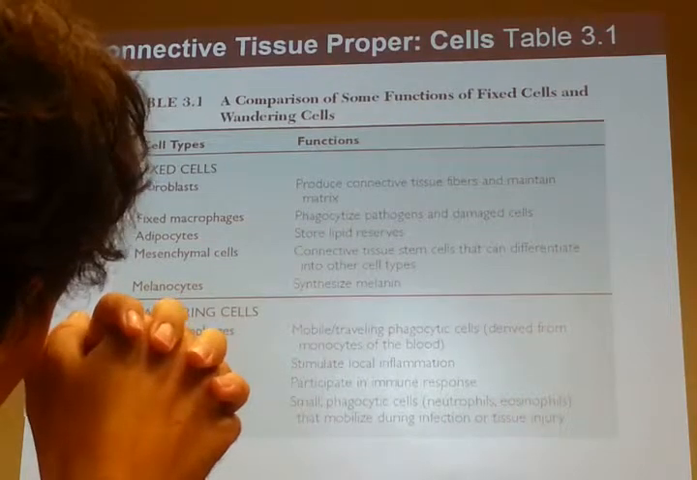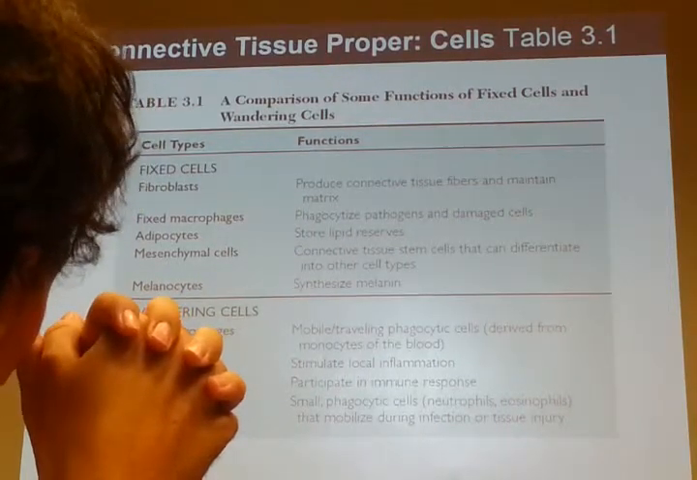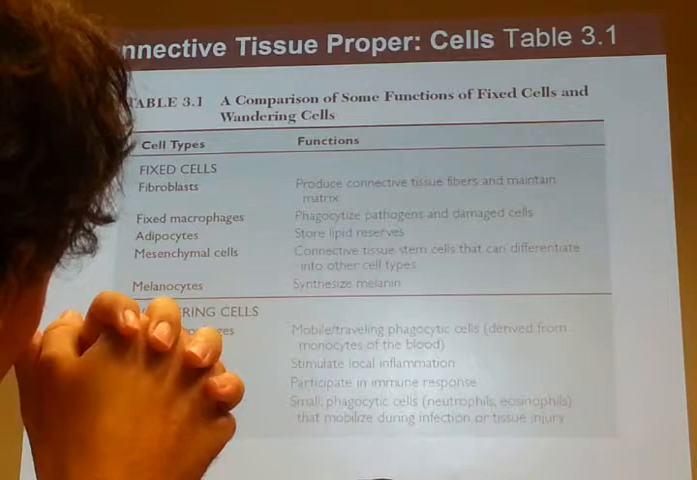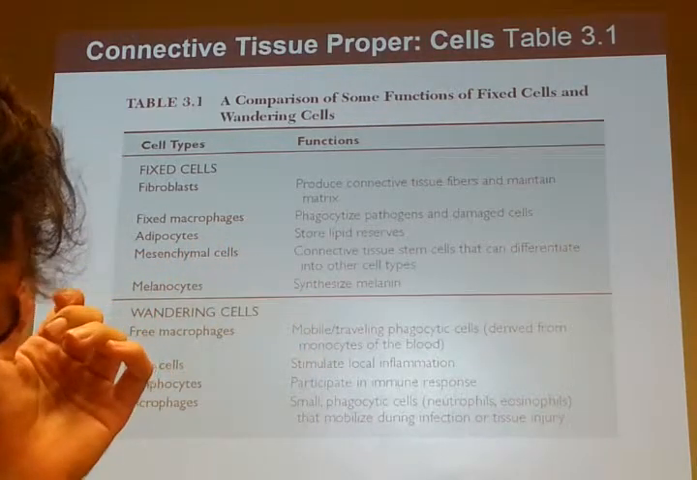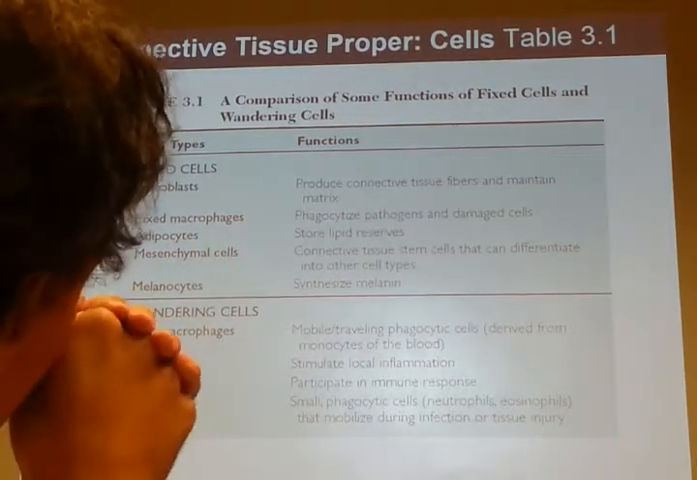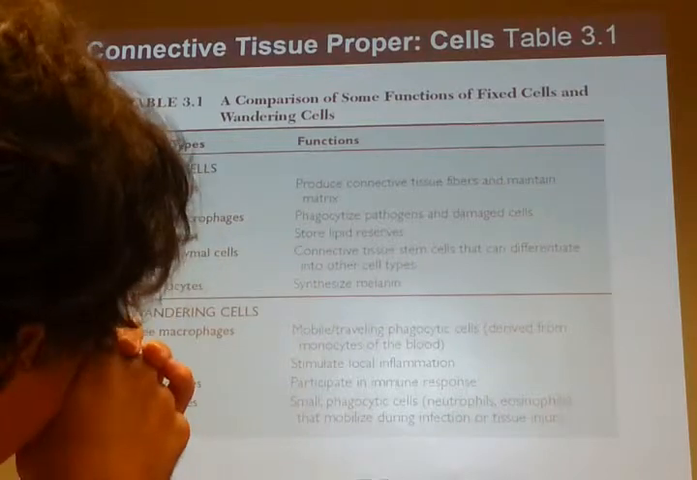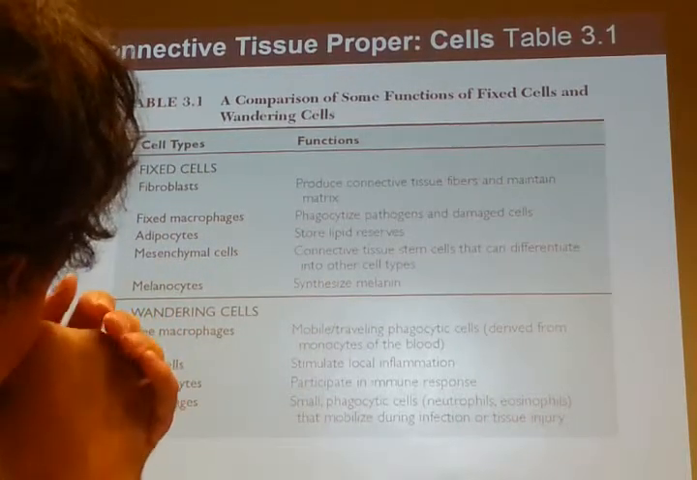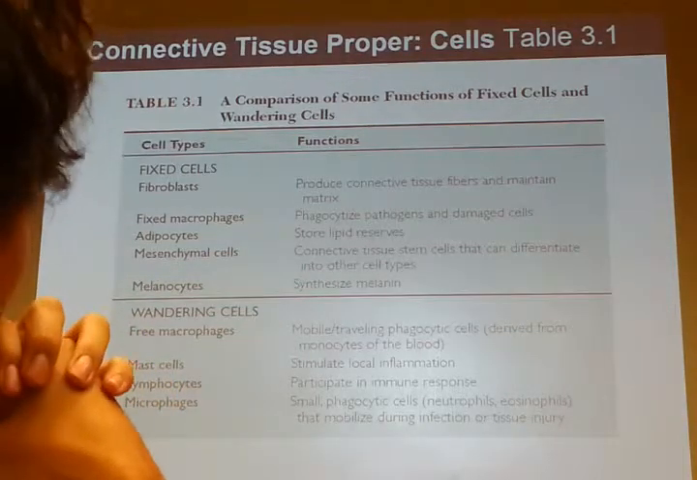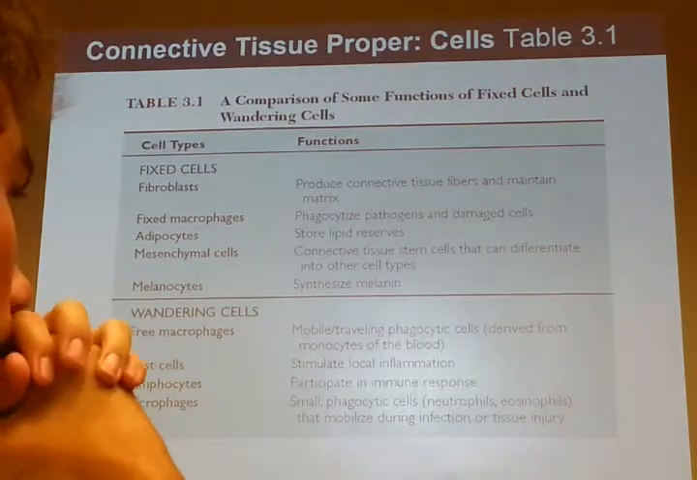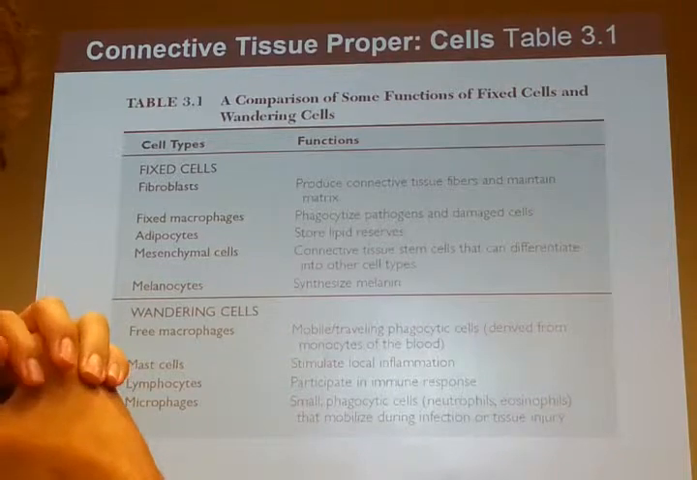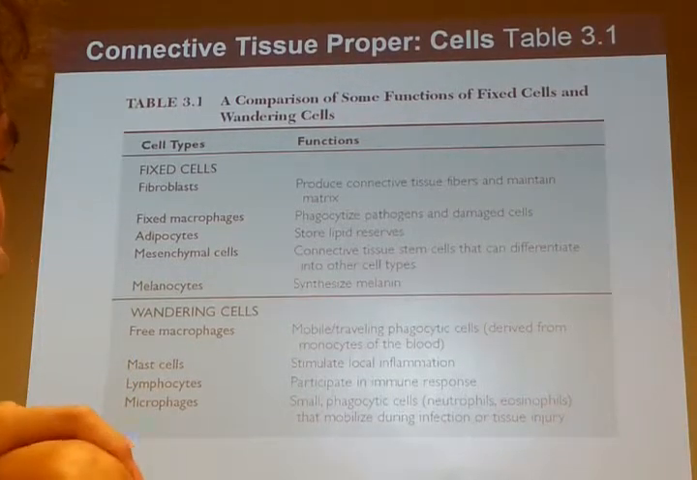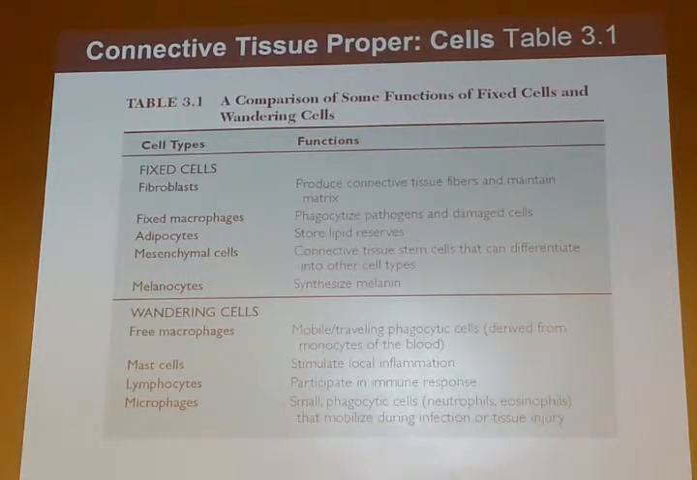Lymphocytes will come in as part of the immune response. Mast cells are part of the inflammatory response, as well as macrophages that are fixed and wandering. Part of the immune response is to set off an inflammatory response. You know that when you get an inflammatory response, the back of your throat gets swollen and it's hard to swallow. And you can tell that there's restriction back there. Sometimes it's even hard to breathe.